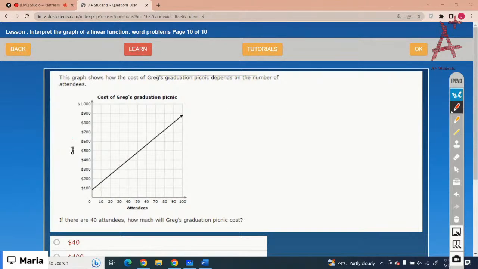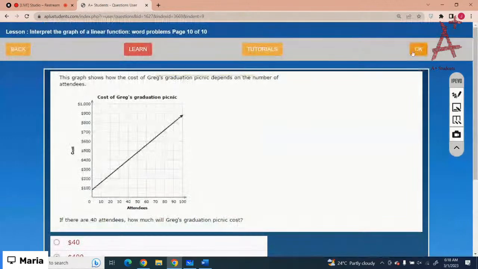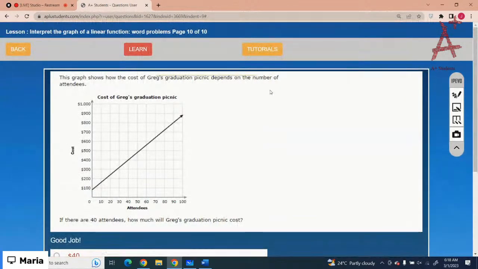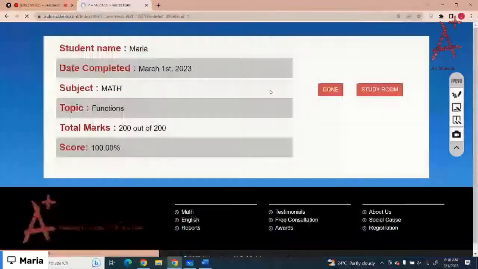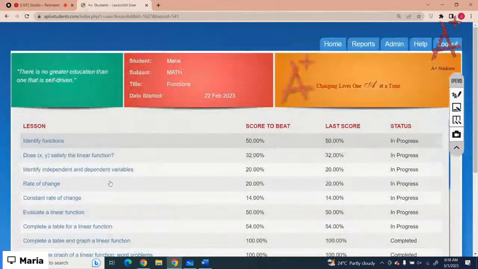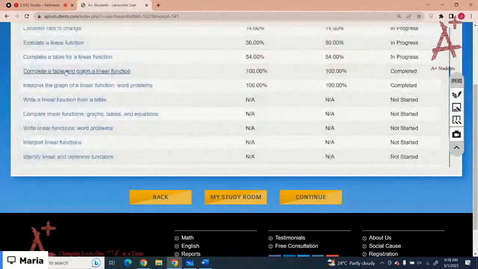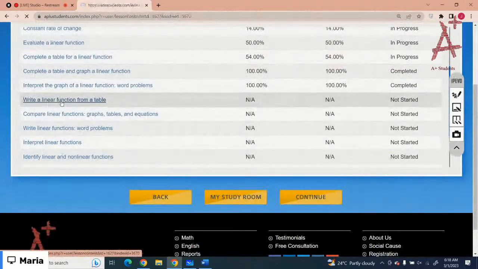Okay, we are done with the test. Let's just move on to the next lesson. So we're going to start the new lesson. The next lesson is write a linear function from a table. Here it is, write a linear function from a table.